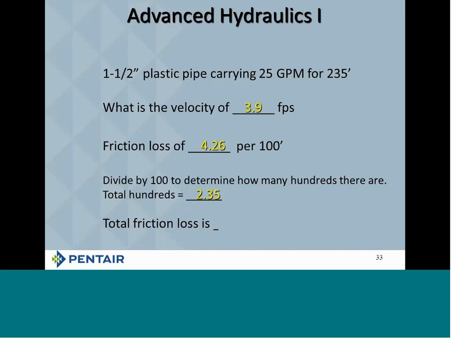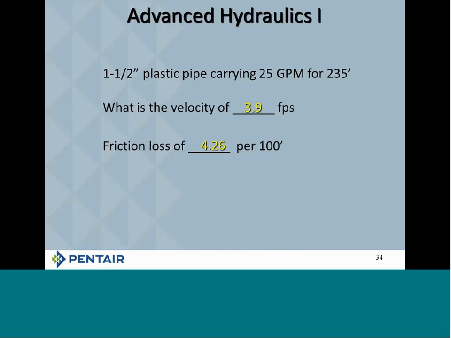All right? Now we just have a simple math problem. We multiply 4.26 feet of head loss per 100 feet of pipe times our 2.35 100-foot lengths of pipe, and we come up with an answer of 10.01. Now, once again, we want you to convert this to pressure because most people understand pressure a little bit better. So if we take the 10.01 and divide it by 2.31, we're going to come up with a pressure loss of about 4.3 pounds of pressure. All right, that's about what we're losing.